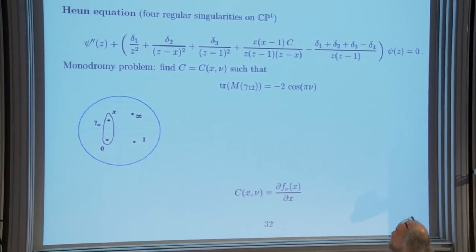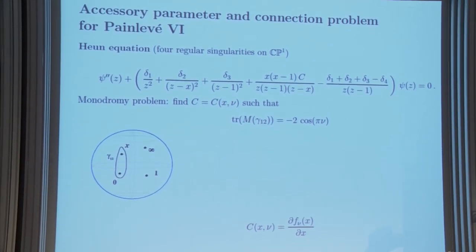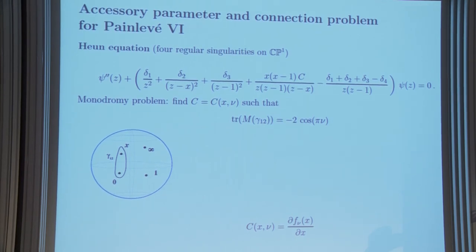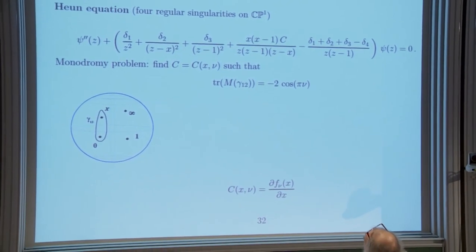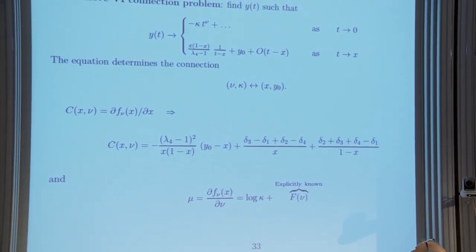There is a little bit to say about the long-standing, century-old monodromy problem, basically the first non-trivial problem after the Riemann equation, of the differential equation with regular singularity, where you have four singularities. The monodromy problem is related to the connection problem of Painleve VI.